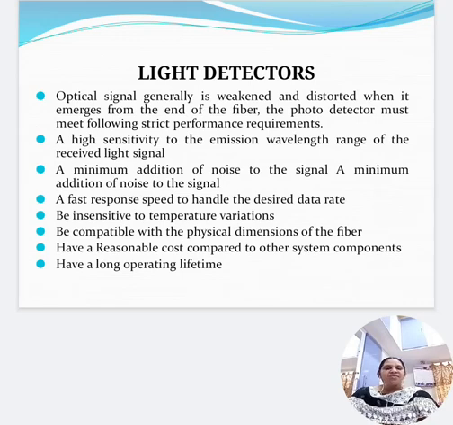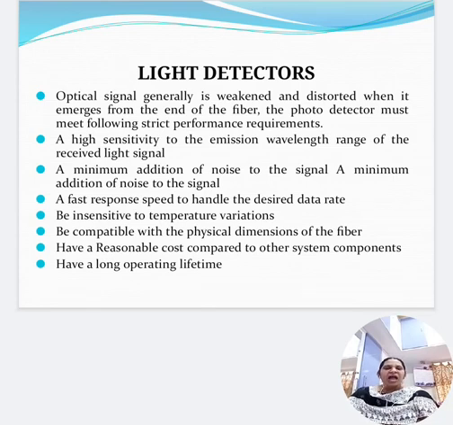Then it must have a fast response speed to handle the desired data rate. Then it must be insensitive to temperature variations. Then it must be compatible with the physical dimensions of the fiber.